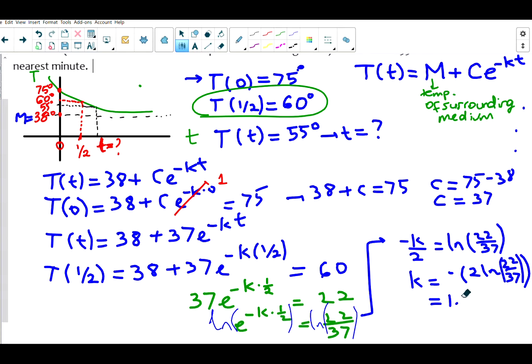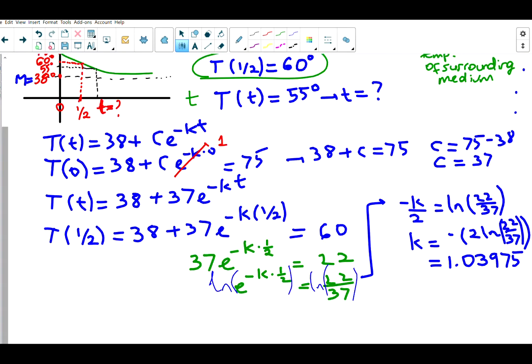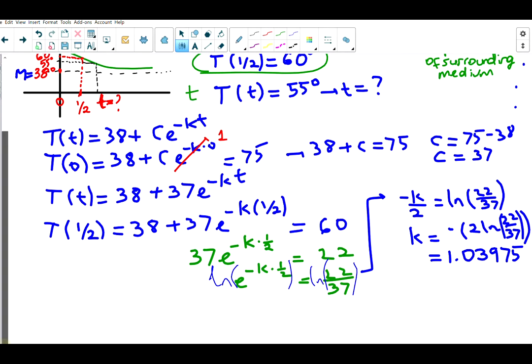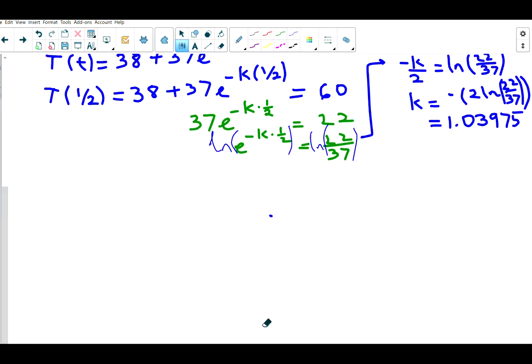I'm going to use a lot of decimals. 1.03975. Okay, so we're one step further to the solution. So let's write down what we have right now.